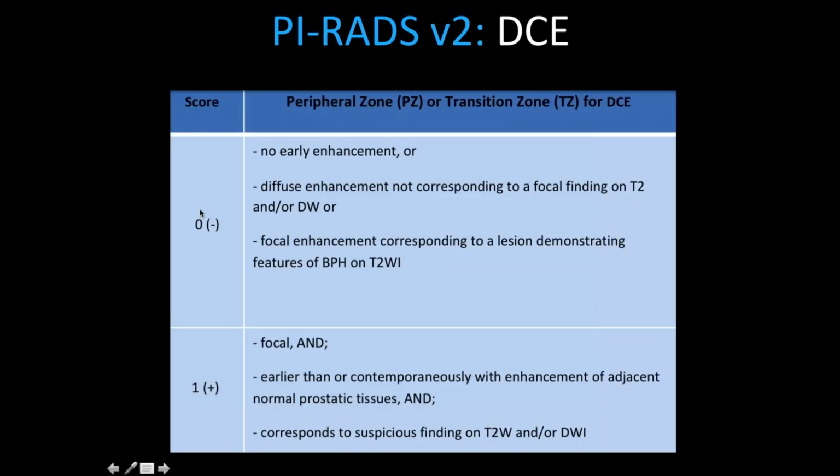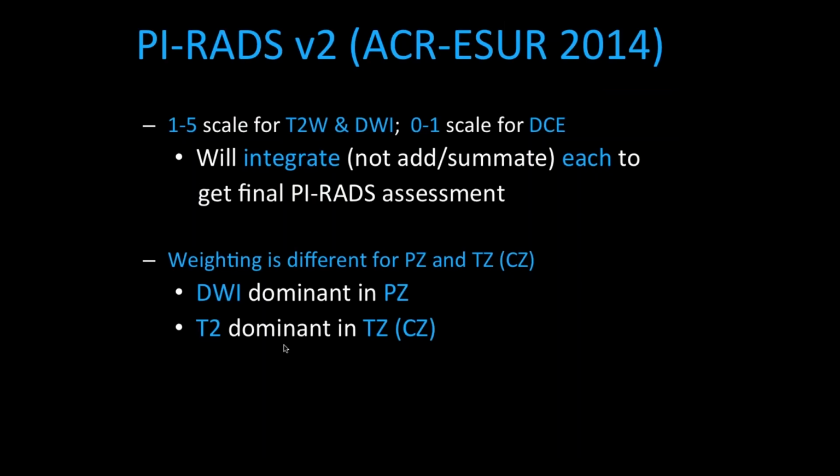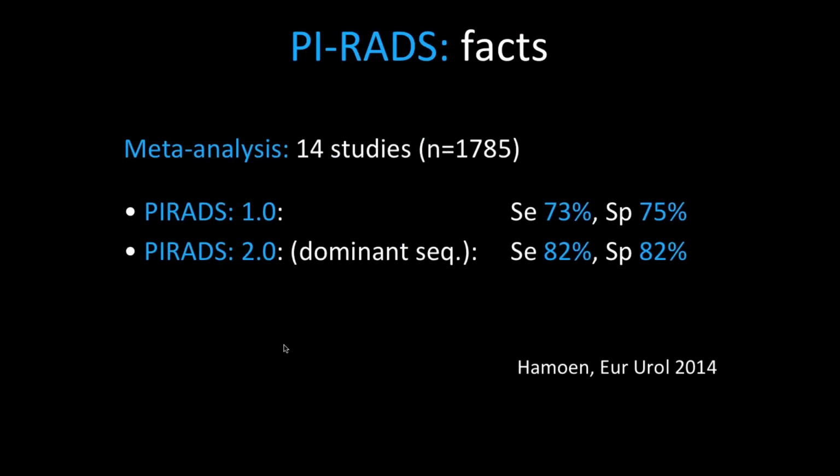Perfusion, as mentioned before, is binary, so it's either negative or positive. And only if you have a focal enhancement at the same location as a lesion on T2 or diffusion, it's positive. So what currently are the facts? If you look at the meta-analysis, 14 studies, if you look at the PI-RADS 2 using the dominant sequence, the sensitivity and specificity of finding a significant cancer is around 82%.